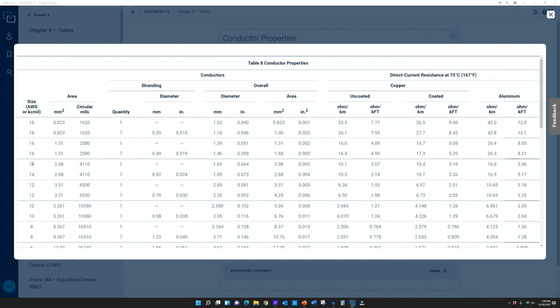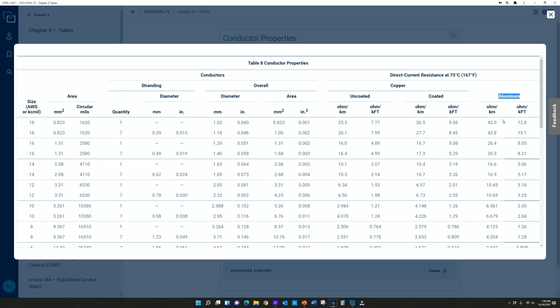If I have 14 gauge conductors, that is 4,110 circular mil, and that's something that we need to know about in some calculations. You can get it in 1 strand, which we would call solid, of course, and you can also get it in stranded, which is 7 strand. So those are your 2 stranding types. Gives you the overall area of the conductors, and then if we scroll over here to the far right, it gives us our DC resistance for both copper and aluminum conductors.